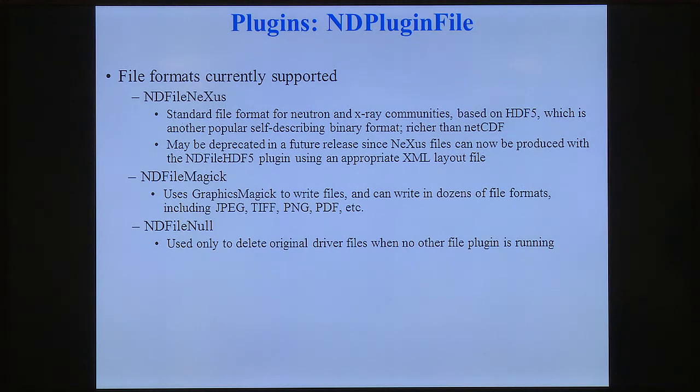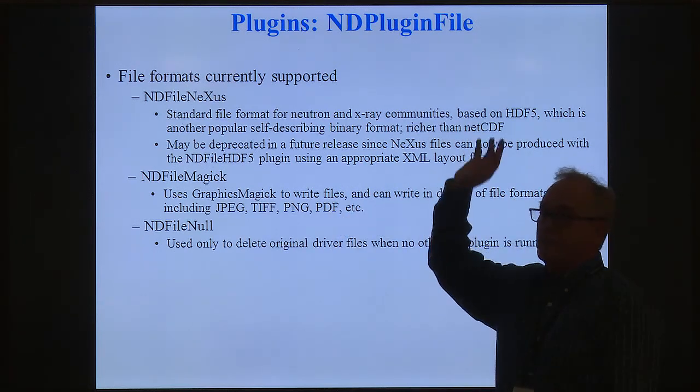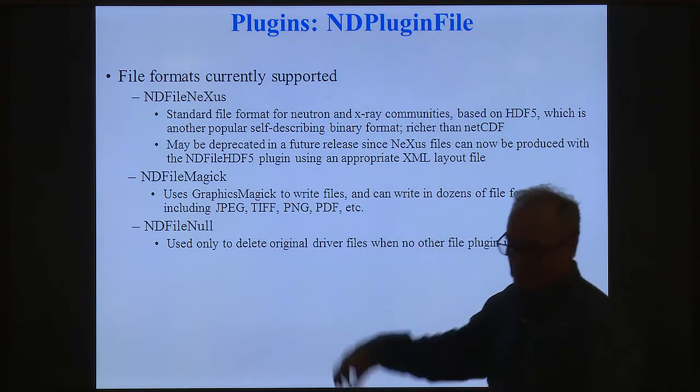And there's the Nexus plugin that writes HDF5 files, but with the Nexus API. This may be deprecated in the future because with the HDF5 plugin, in the appropriate XML layout file, you can create these Nexus files without having to use a different API and support a different library. There's NDFileMagick that uses GraphicsMagick to write files, and you basically just, by giving it the extension of the file you want to write, it automatically writes a file in that format. So that supports JPEG, TIFF, PNG, PDF, Windows bitmap, and a whole bunch of other file formats. And then there's something called a null file format, which I'll just mention.